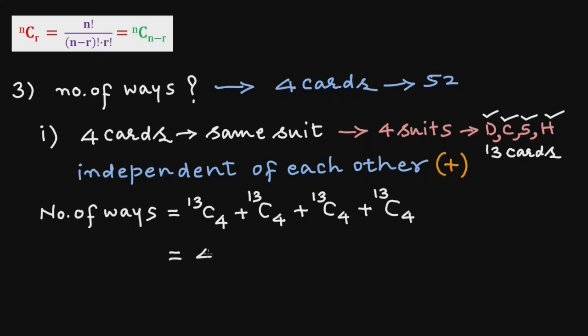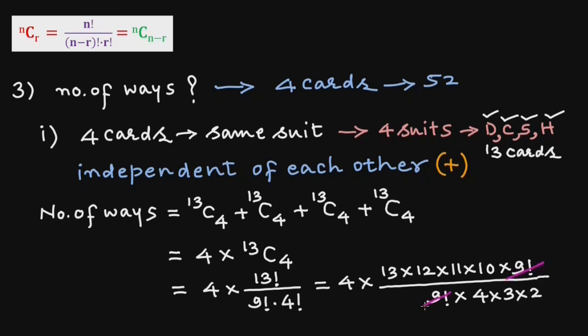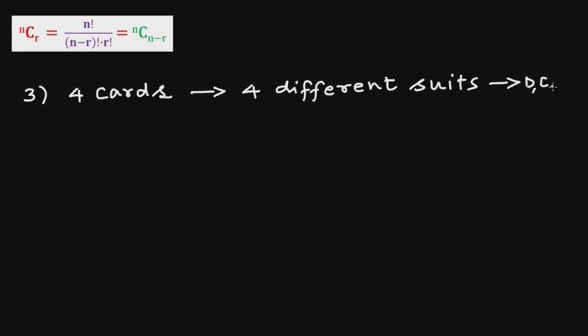This will be 4 times 13C4, 4 into 13 factorial upon 13 minus 4, 9 factorial, into 4 factorial. 4 into 13 into 12 into 11 into 10 into 9 factorial upon 9 factorial into 4 factorial, 4 into 3 into 2. Cancelling 9 factorial, cancelling, 4 threes are 12, 2 ones are 2, 2 fives are 10. Total 2860 ways.